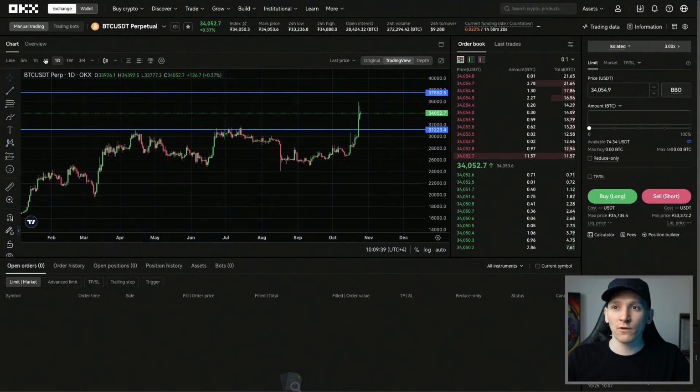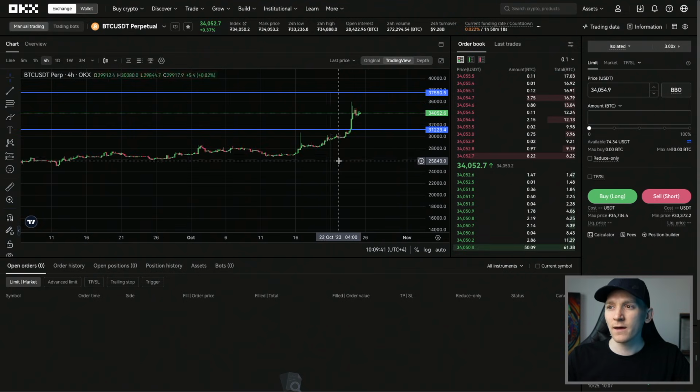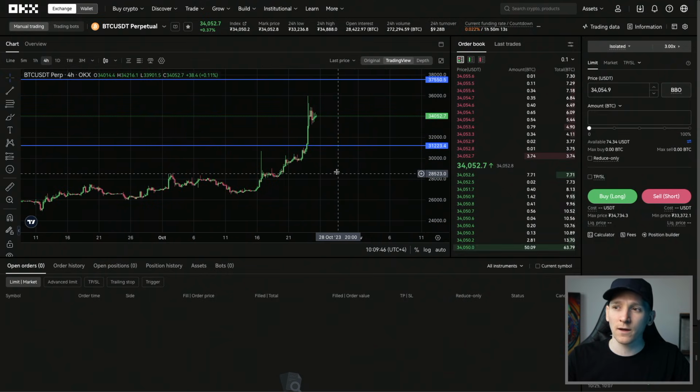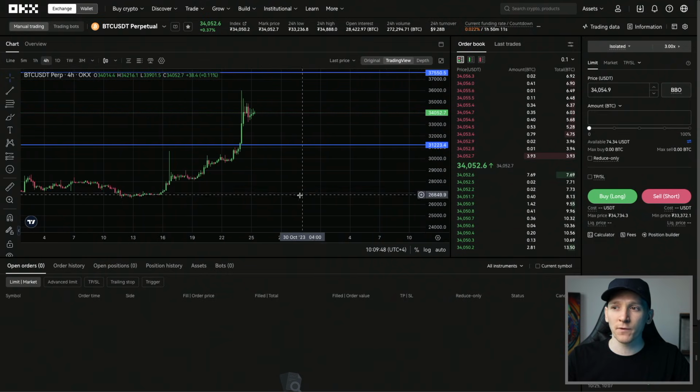So what we're going to do is go down to the 4-hour chart right here. And now each candlestick is 4 hours. Again, I won't go through some TA here and what are candlesticks. If you don't know that, I'll leave the beginner's guide in the description.